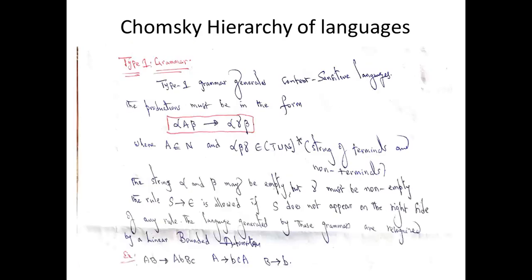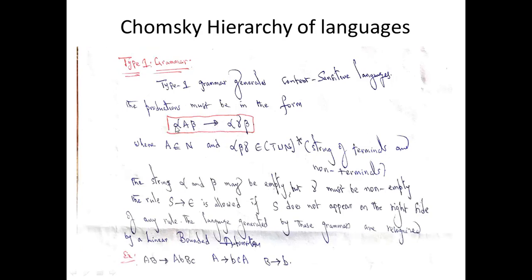Then what is type 1 grammar? Type 1 grammar is context-sensitive grammar. This grammar generates context-sensitive language. Then the format is alpha, A, beta, where A is a non-terminal symbol.